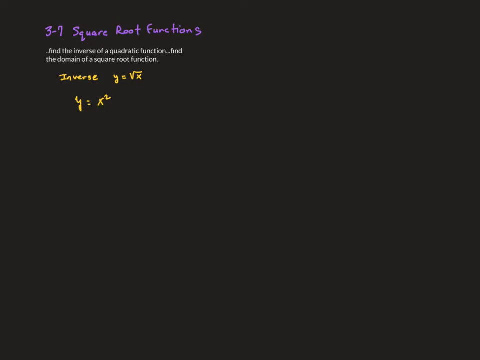So if we just think of the inverse, and if I start off with y equals x squared, step one, you were supposed to write your function in terms of y, which we've done, so y equals x squared. When we were doing inverse functions, that's what I'm looking at here. And then number two, we were supposed to swap my x and my y. And then step three, we were going to go ahead and solve for y.